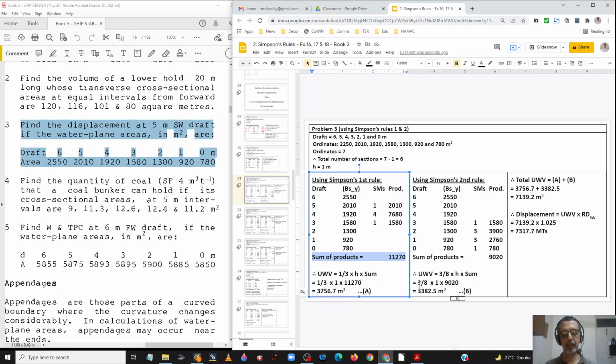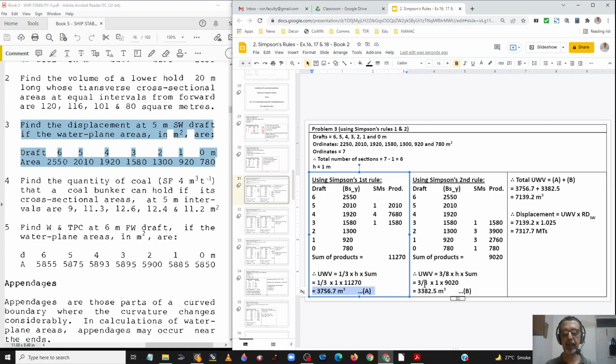Thus, the underwater volume works out to 1 upon 3 into H into the sum of the products. And when we substitute the values, we get the underwater volume is equal to 3756.7 cubic meters, which I'm going to term as A.